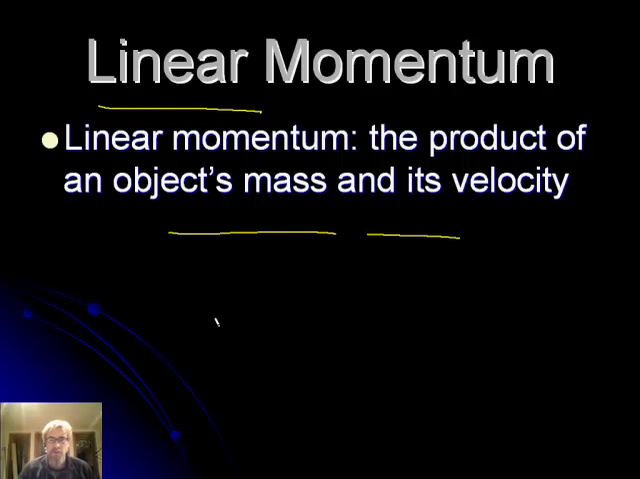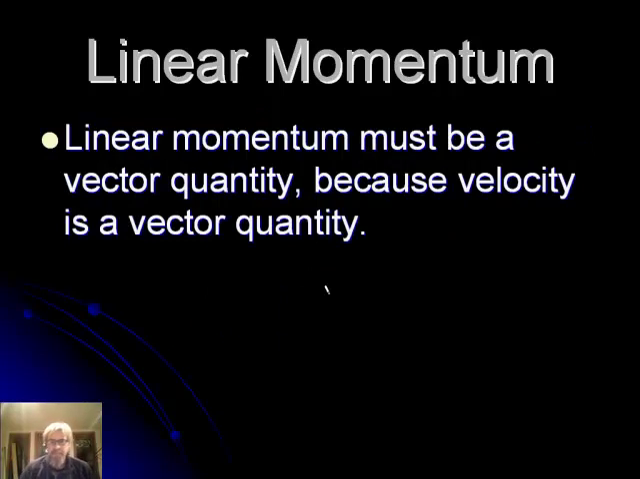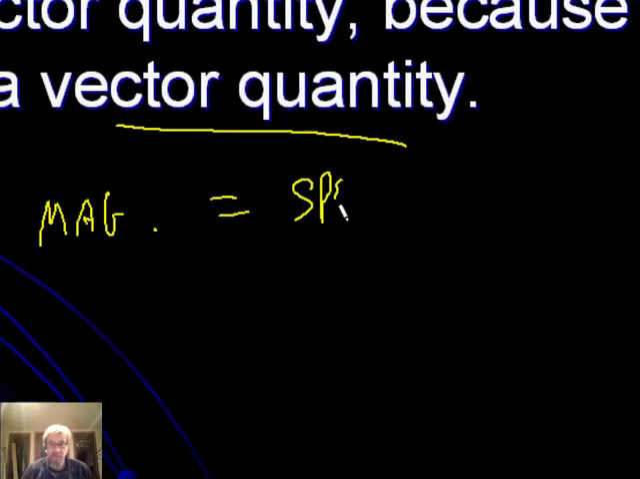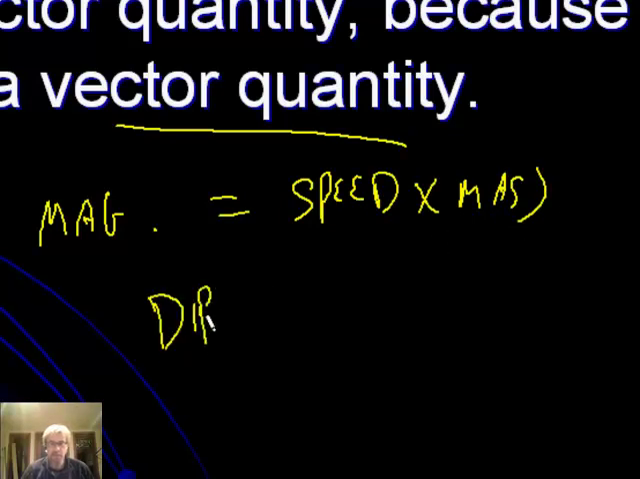So here's what linear momentum is defined as. It's the product of an object's mass and its velocity. The Greek letter rho is usually used to describe momentum, and sometimes the English letter p, and it's the product of m times v. It's a vector quantity because velocity is a vector quantity, and you're multiplying a mass times a vector quantity. So the magnitude of momentum is just equal to the product of speed times mass, and the direction of this vector is just the same as the direction of the velocity involved here.